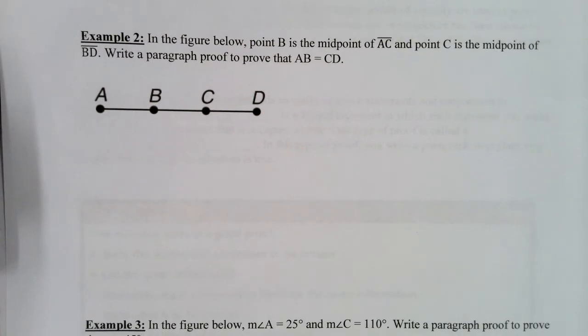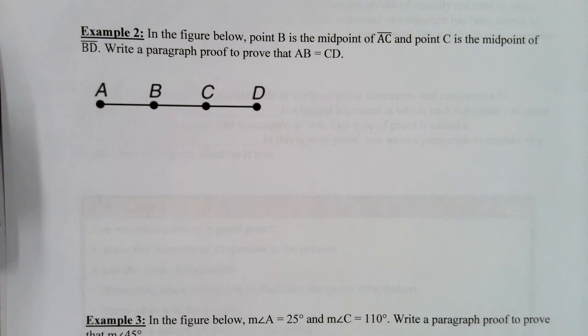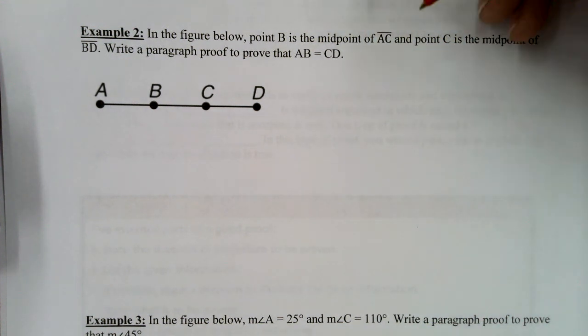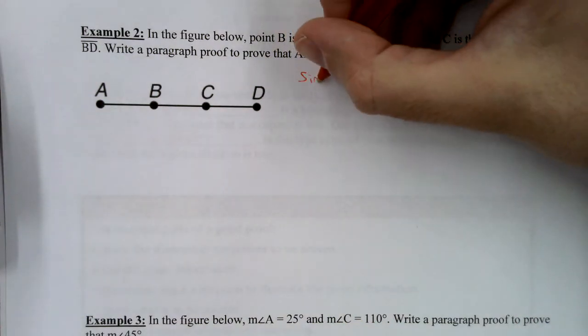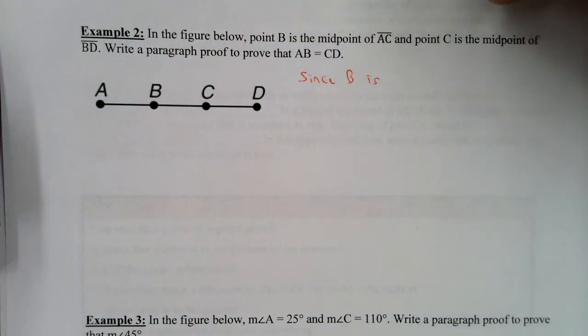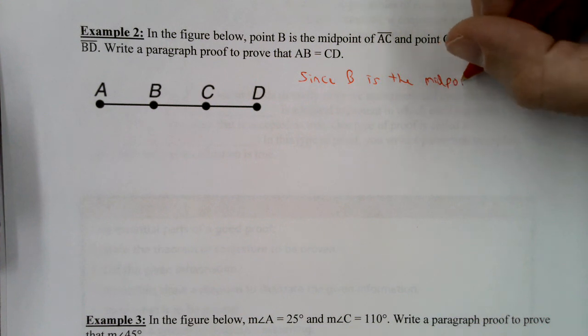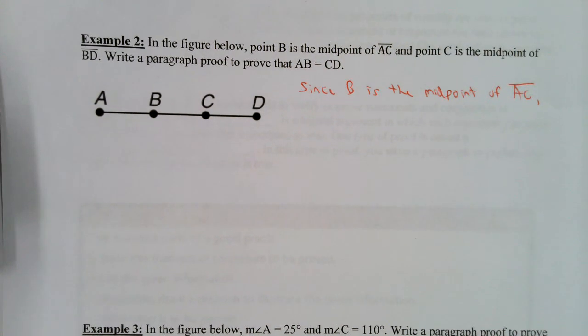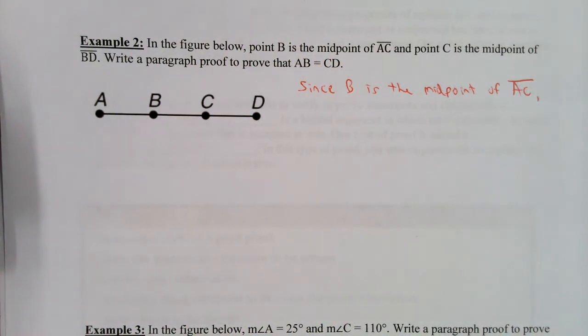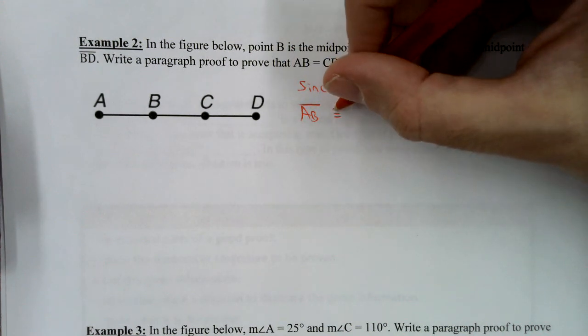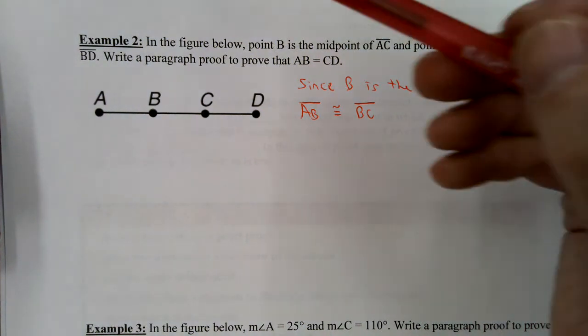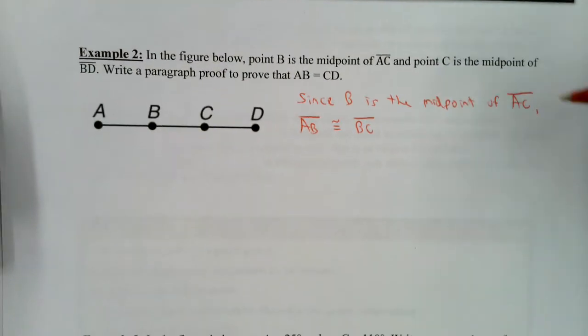So let's use that for example 2. Example 2. In the figure below, point B is the midpoint of AC, and point C is the midpoint of BD. Write a paragraph proof to show that AB equals CD. So here's what I'm going to say first. Since B is the midpoint of AC, segment AB is congruent to segment BC by the midpoint theorem. Now I can specify the midpoint theorem because I just gave that to you. AB is congruent to BC by the midpoint theorem.